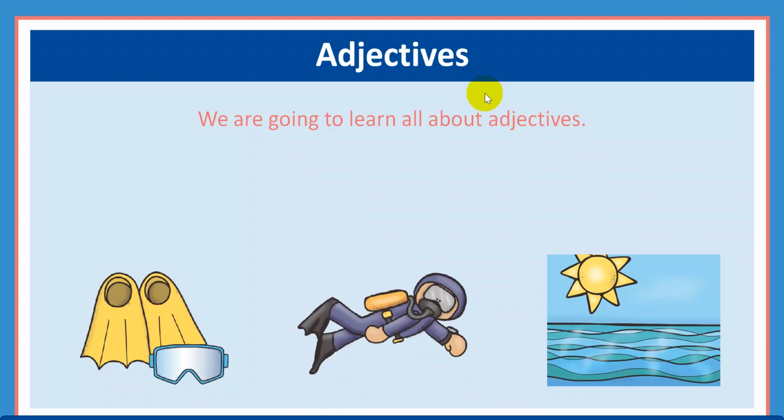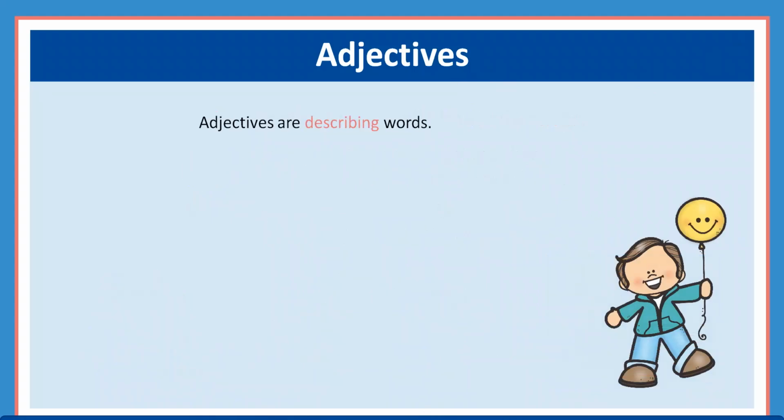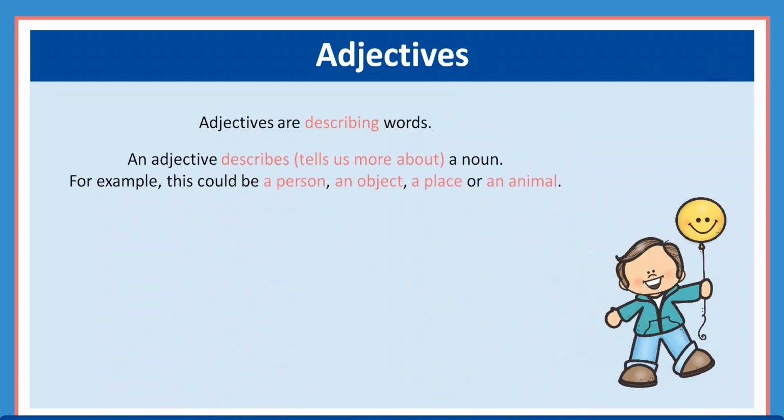Adjectives means describing words. Adjectives are describing words. An adjective describes or tells us more about a noun. So the adjective describes a noun. And adjectives tell us more about a noun. For example, this could be a person, an object, a place, or an animal.